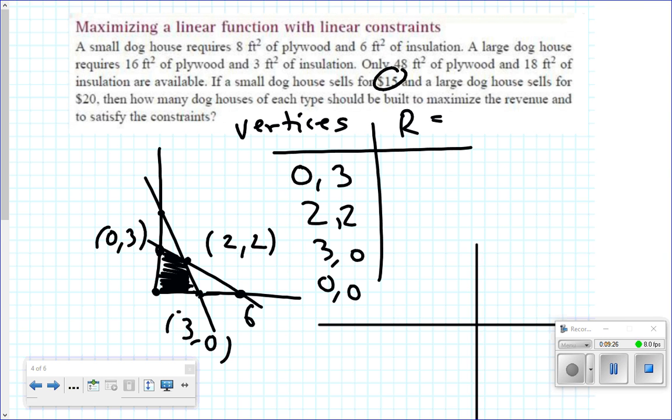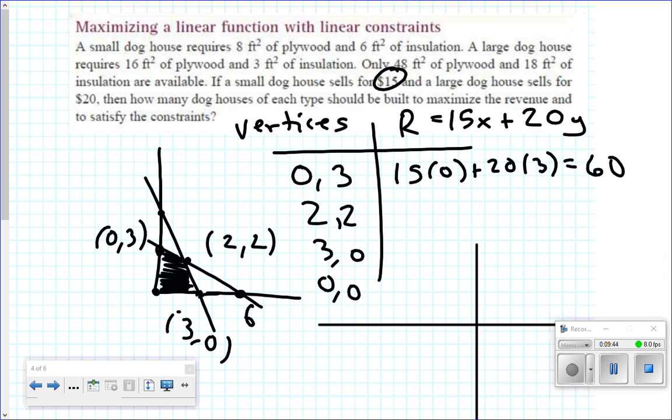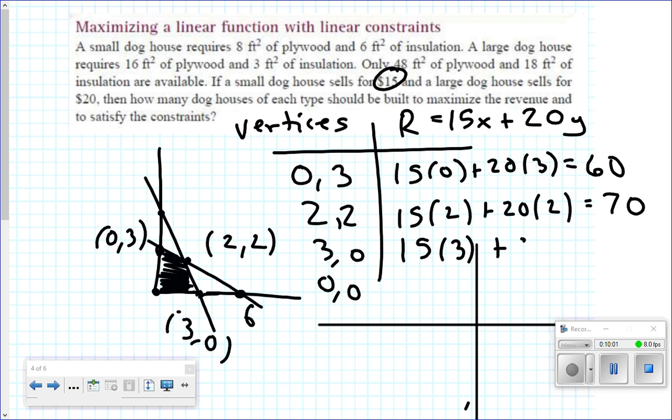So this is the piece where we get $15 per small, and we're going to get $20 per large. So then finding the revenue of each of these looks like this. We're going to take 15 times 0 plus 20 times 3. So if I make 0 small and 3 large, I get $60. And if I make 2 small and 2 large, then I'll get 70. That's 30 plus 40 is 70. Let's see, this is going to be 15 times 3 plus 20 times 0. That's going to be $45. And if I don't make any dog houses, I'll get $0.